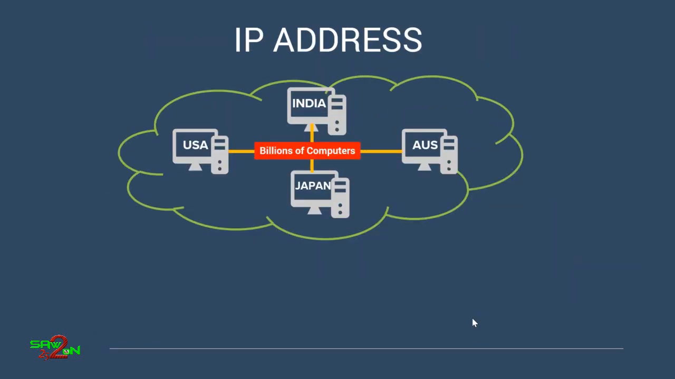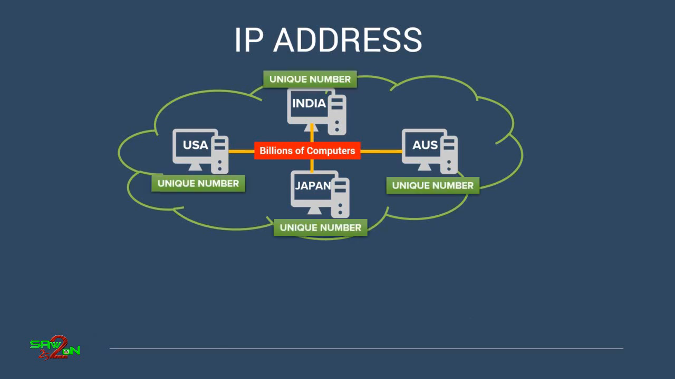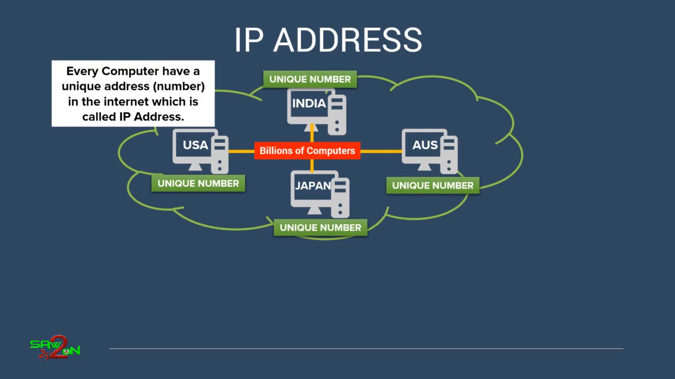Let's take the example of the internet. On the internet, we say there are billions of computers. So how can you uniquely identify them? You can uniquely identify them by giving them a unique number. Once you give them a number, you can uniquely identify them using that number, and this number is nothing but an IP address. Every computer has a unique address, that is a number on the internet, which is called an IP address. So every computer that connects to the internet gets this unique address.